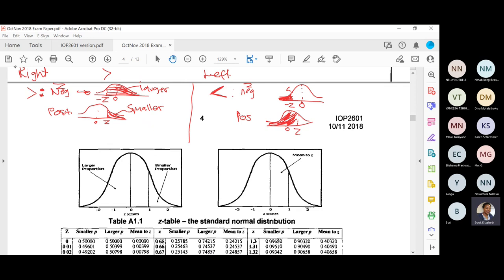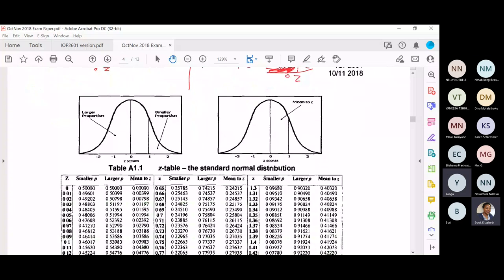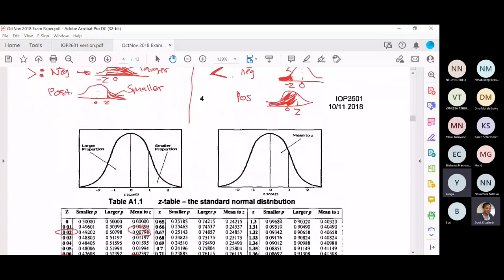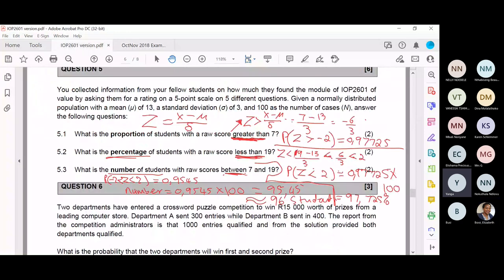Between, we always use the mean to Z. We add the values of the mean to Z. So the between is always easy. You just look for the mean to Z value. If the mean to Z is that 2, 7, you just add that value and that value. You just take the two mean to Z values and add them together. That is the mean to Z. That's easy to do. Okay, no, thanks, man. No, it's clear now.